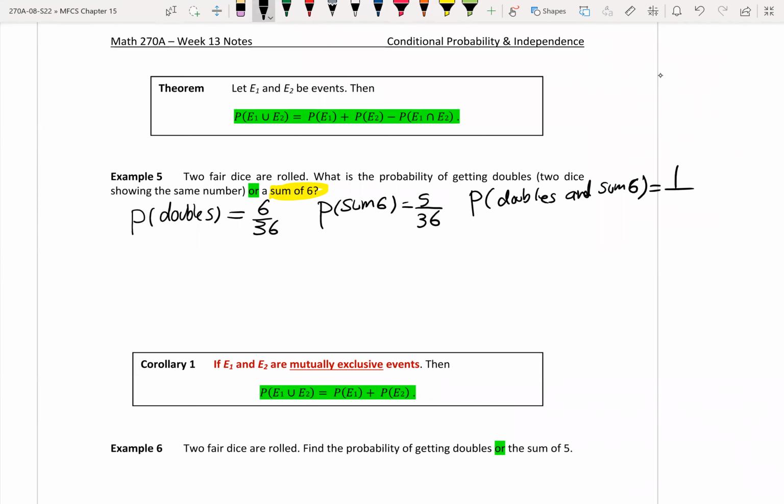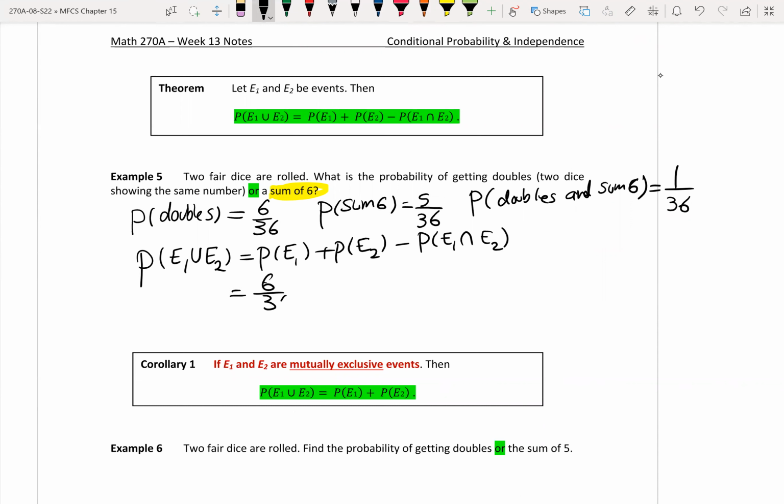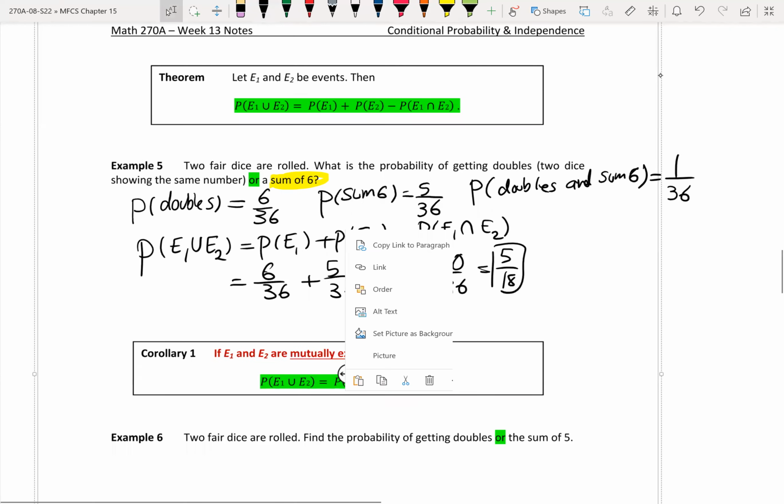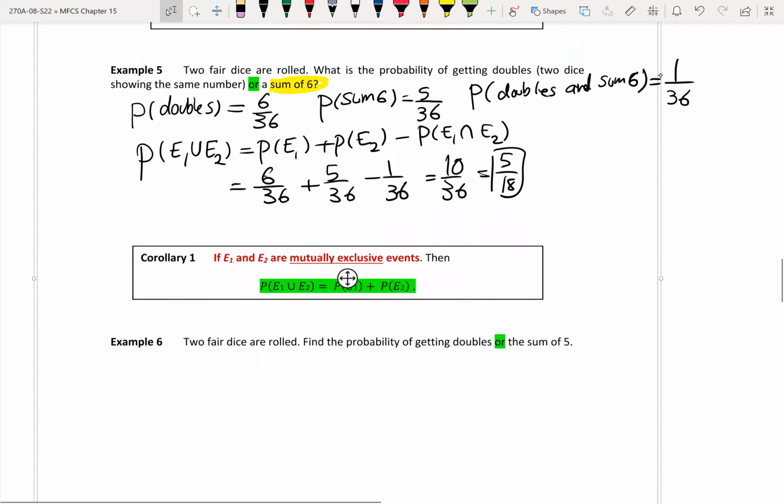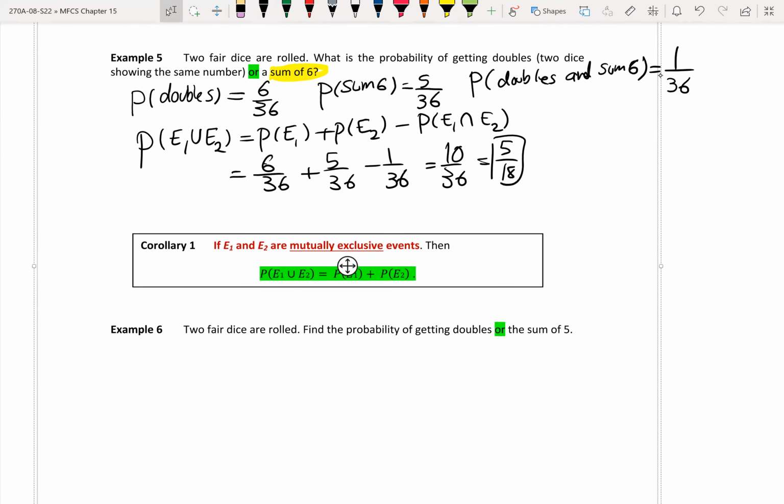It was really one case, right? So one intersection. So the probability of the first union the second equals the probability of the first one plus the probability of the second one minus the probability of the intersection. So that is going to be 6 out of 36 plus 5 out of 36 minus 1 out of 36, which is 10 out of 36, or 5 out of 18. Makes sense? Agree?